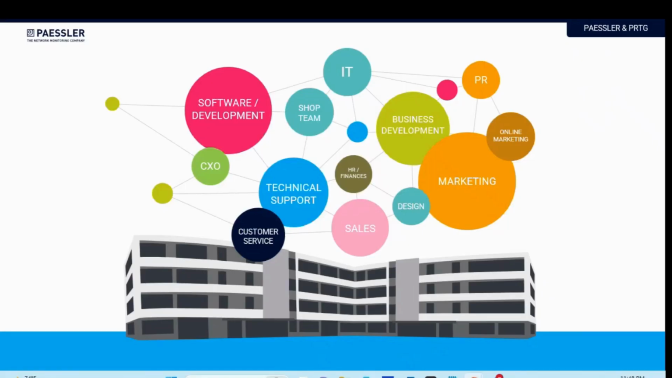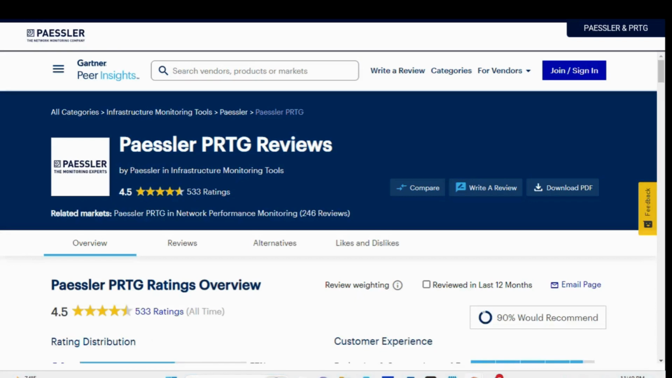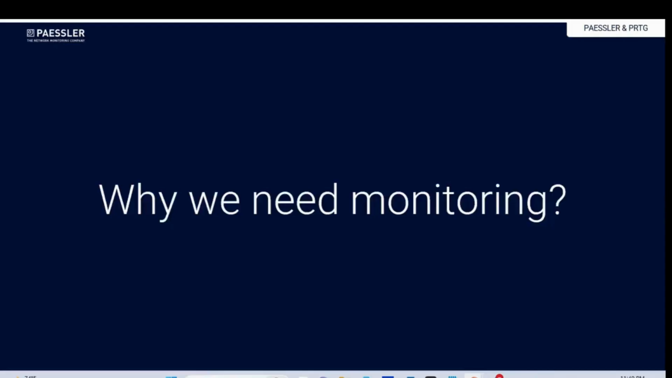So this is a logical architecture of a building which is located in Nuremberg. The company has different kinds of departments inside it. Why was this slide added to the presentation? So you will have an idea of how big the company is, so you can trust and rely on it. PRTG has a very good presence on Gartner. You can see that we have a 4.5 rating in 23. The rating for 24 will be published very soon.